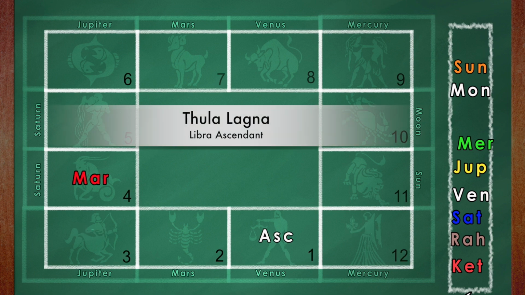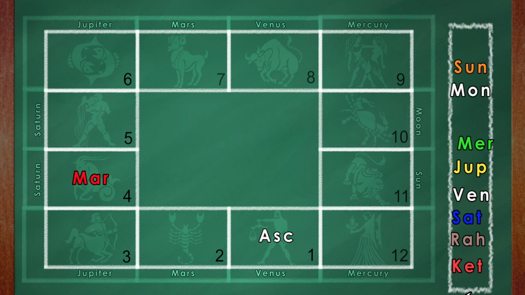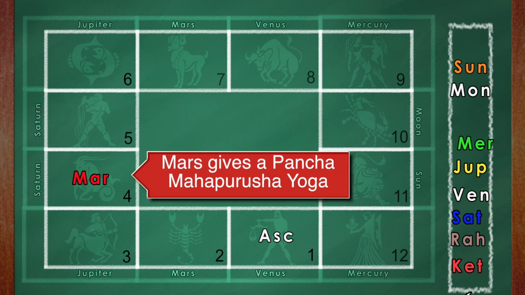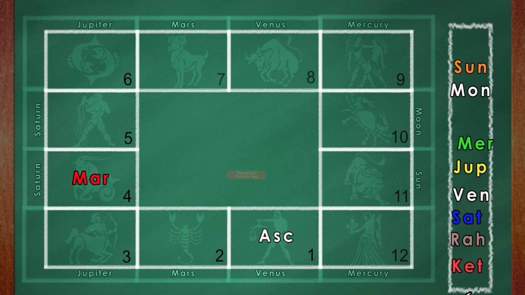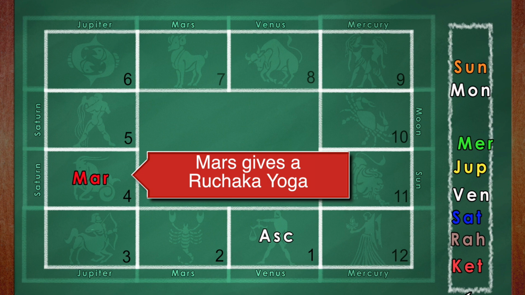This is for Tula Lagna people, Libra ascendant people, and then Mars is in the fourth house, and this Mars is exalted, thereby giving rise to a Pancha Mahapurusha Yoga, which is Ruchaka Yoga, thanks to Mars, and this person will have more of the Martian qualities. The advantages of Mars being in the fourth will definitely be experienced by this person.